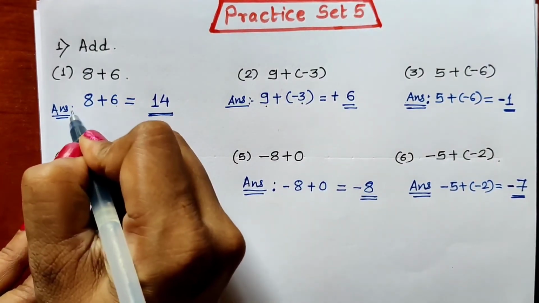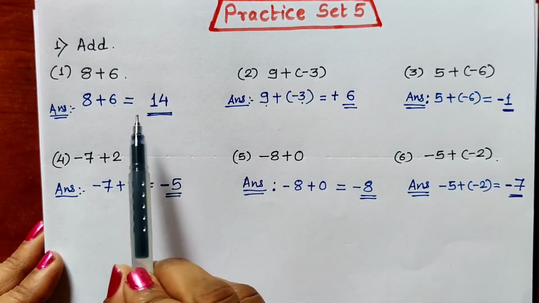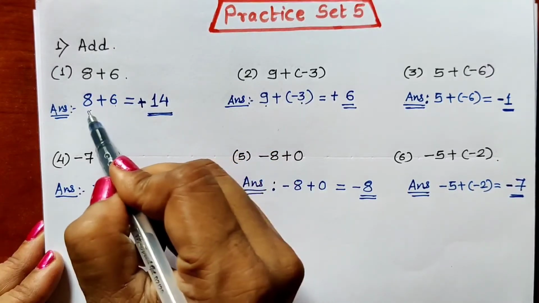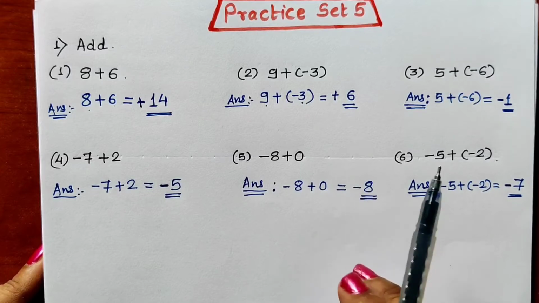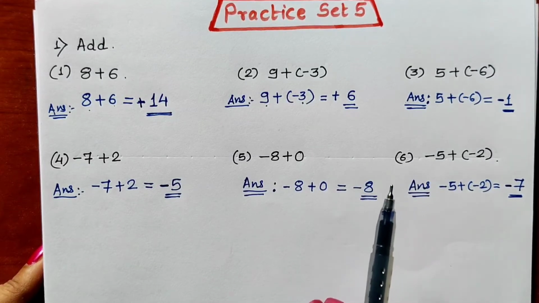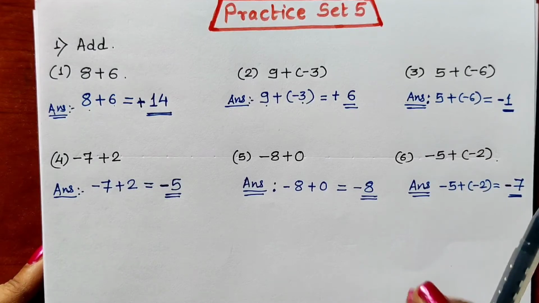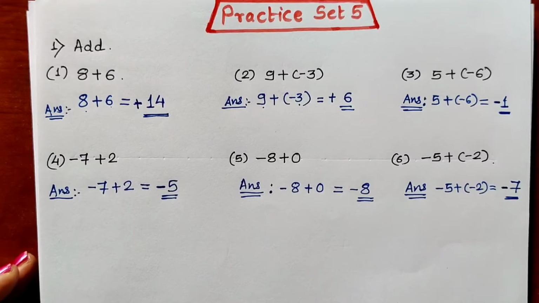Okay, let us once again revise. When both numbers have the same sign, add the numbers and give the common sign. Here, if you want, you can give a plus sign because both the numbers have a plus sign. When both numbers have different signs, subtract the smaller number from the bigger one and give the sign of the bigger number to the answer. Okay, now let us go on to the second question.